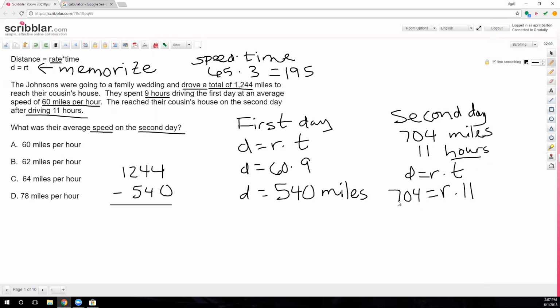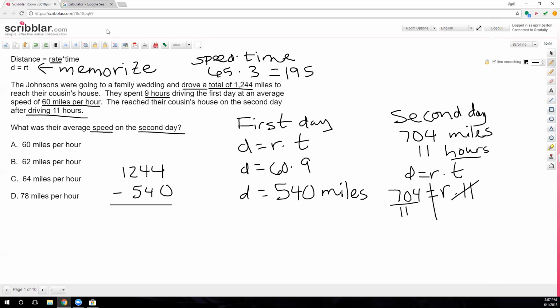So this time our setup is different. First day, we just had 60 next to 90 and we multiplied. This time the 11 is on the completely opposite side of the 704. We need to do our opposite operations at this point because we want R to be alone. So if R is multiplying by 11, what opposite do we use to get the 11 over to the other side with the 704? What opposite should we use? Good, divide. We're going to divide that 11 over.